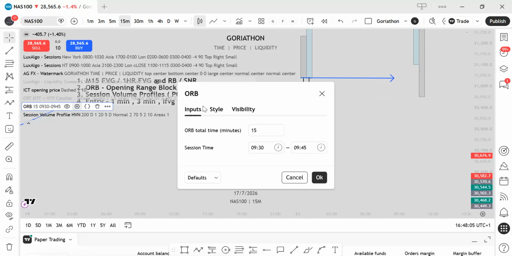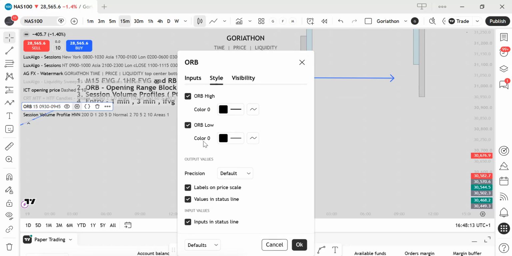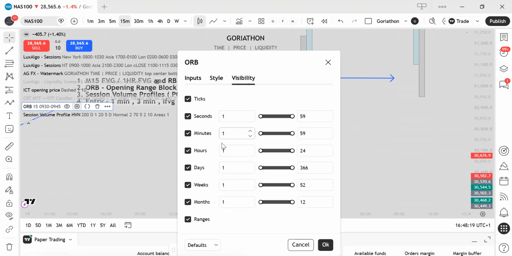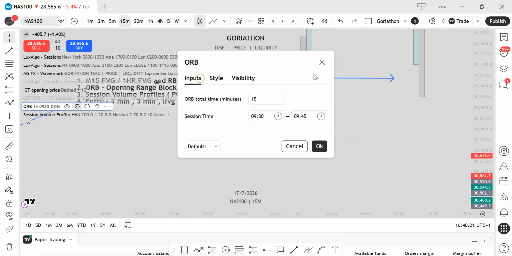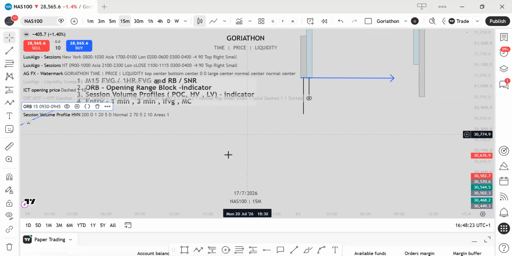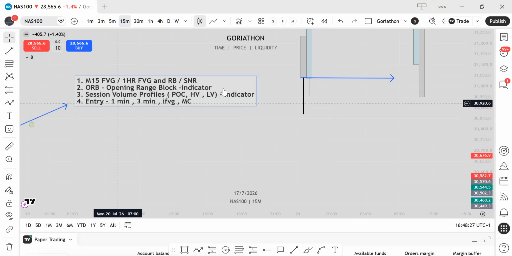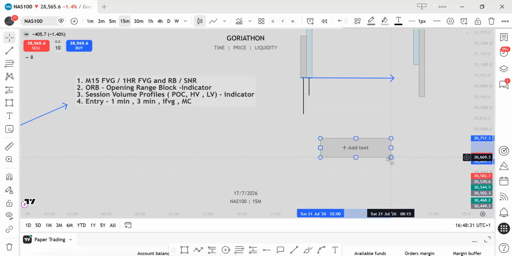And you can give the settings. So for ORB time, make sure you give 15 minutes and then set it to 9:30 to 9:45 a.m. The rest of the style and everything is the same. You can do whatever settings you want. But basically that, right? Just opening range block, ORB. That's what it is. So basically it'll mark the first 15 minutes, which is important for this scalp period.